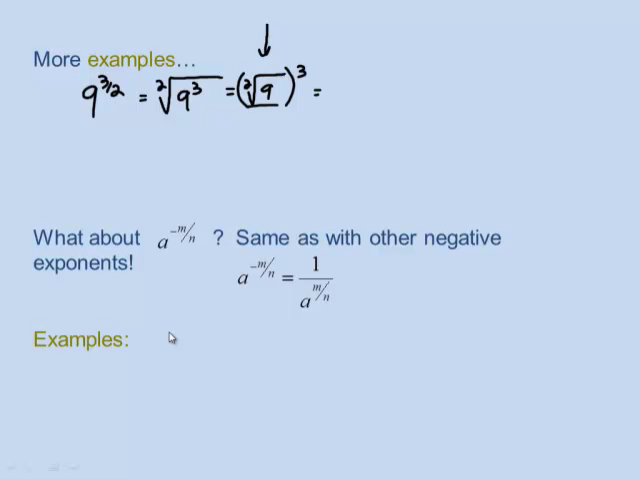Using order of operations, simplify in the parentheses first. The square root of 9 is 3. And then if you take 3 cubed, 3 times 3 times 3 is 27.